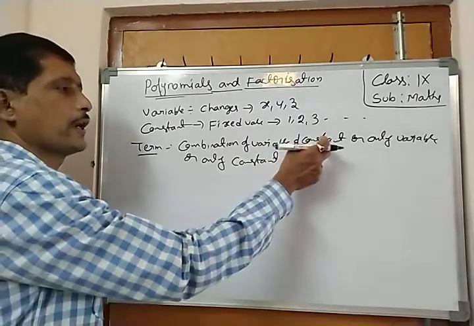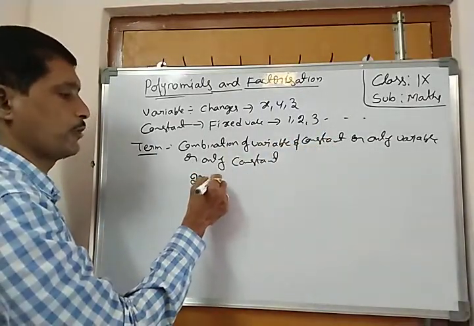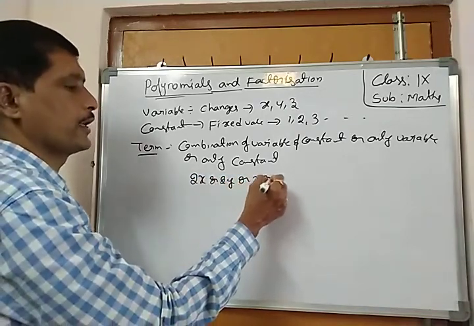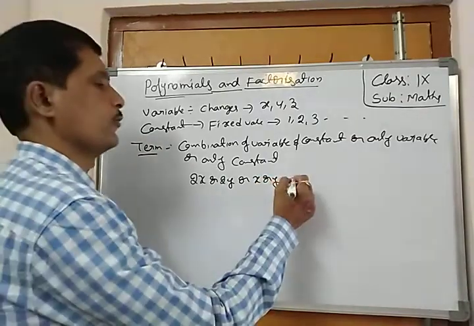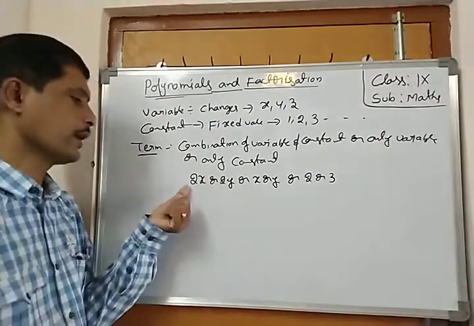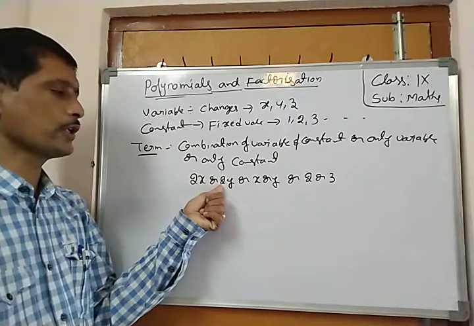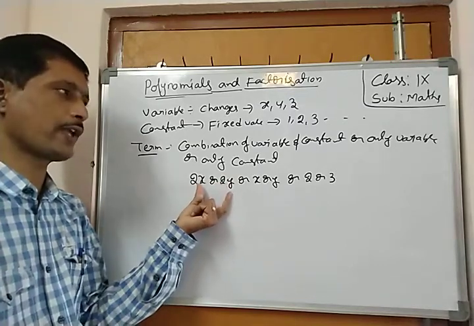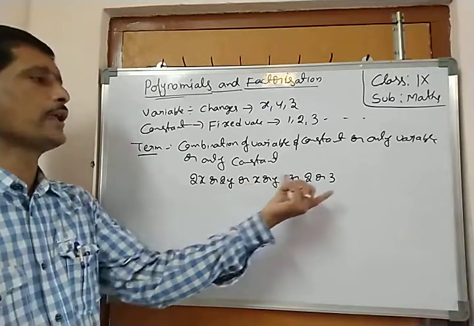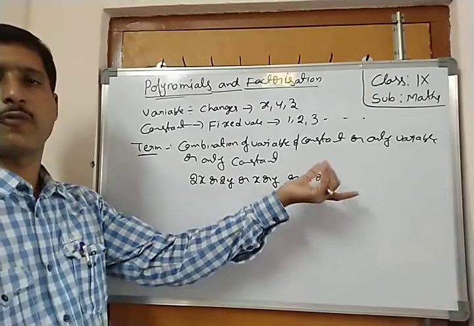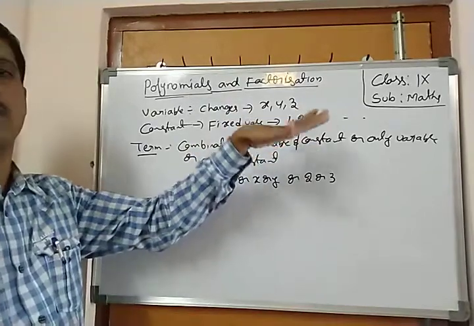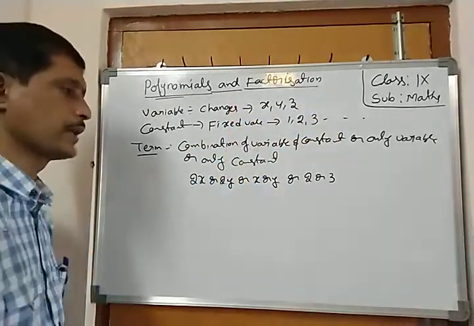A combination of variable and constant is, for example, 2x or 2y, whatever it may be. Only a variable is x or y, and only a constant is 2 or 3, whatever it may be. Therefore that is a term. Here 2 is the constant and x is the variable; here 2 is the constant and y is the variable. Therefore this is a combination of variable and constant. Only a variable is x, y or z, and a constant is 2, 3 or 4, any number. Therefore a term means a combination of variable and constant, or only variable, or only constant.